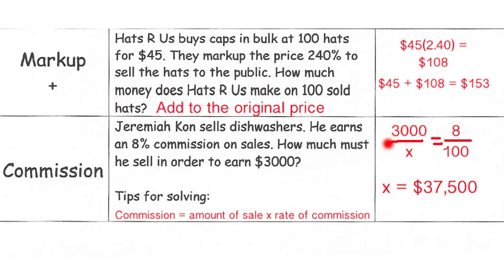If he wants to make $3,000, what would have to be the total cost that he has to sell? You set it up like a proportion. You solve for X, and he would have to sell $37,500 worth of dishwashers.